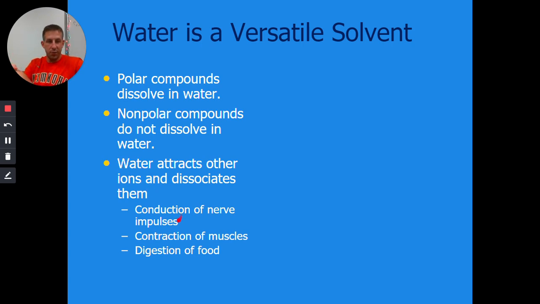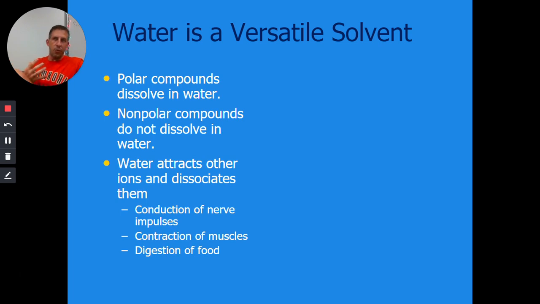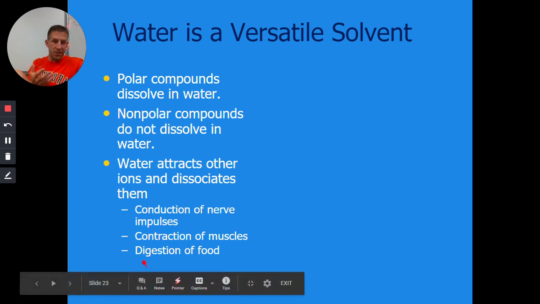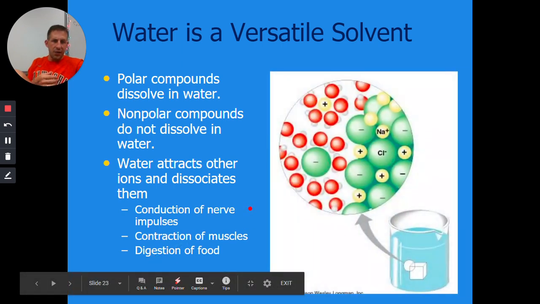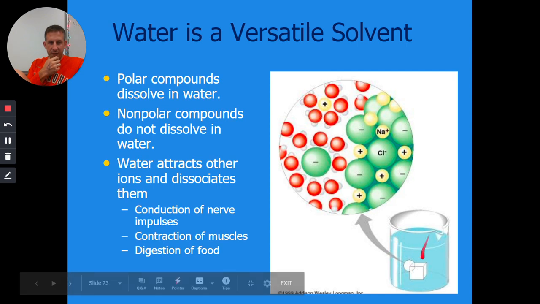Those are all ions that are dissociated from, or torn away from, the food that we eat on a daily basis. And here we see digestion of food. The way that water dissolves something is kind of neat, actually. If you see these red and white things, those are the water molecules, and here we see a little cube of salt in the water, surrounded by the water.